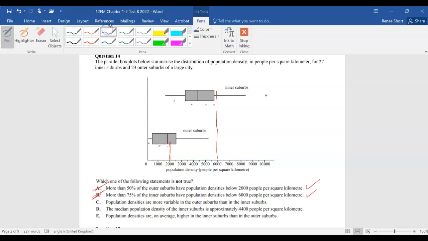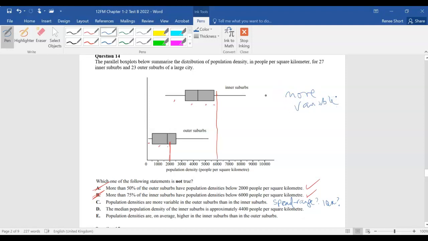Remember, if we're talking about variability, we're talking about the spread. And so that's us thinking about the range, or the IQR. And if we look at this, we can see that the inner suburbs plot is longer than the outer suburbs, and so is the box part in the middle. So actually, inner suburbs are more variable.